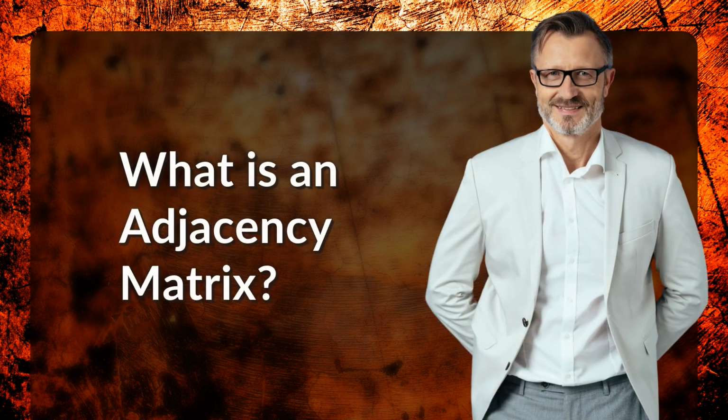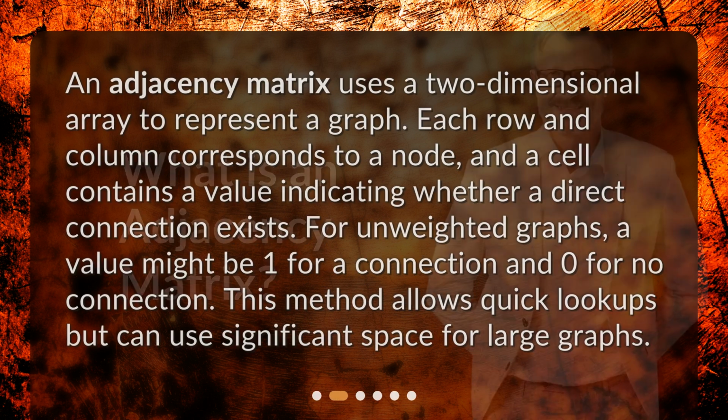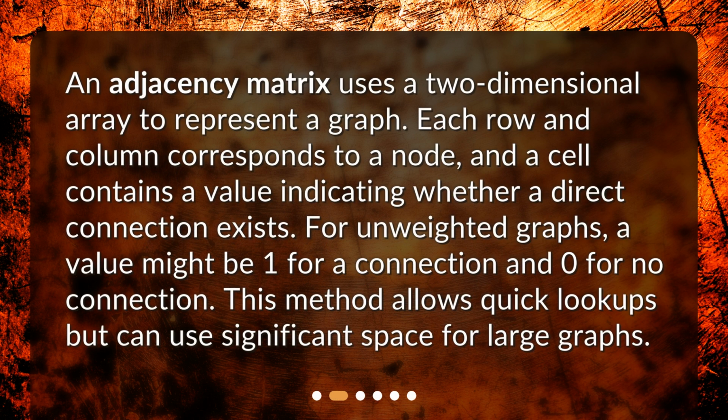What is an adjacency matrix? An adjacency matrix uses a two-dimensional array to represent a graph. Each row and column corresponds to a node, and a cell contains a value indicating whether a direct connection exists. For unweighted graphs, a value might be 1 for a connection and 0 for no connection. This method allows quick lookups, but can use significant space for large graphs.